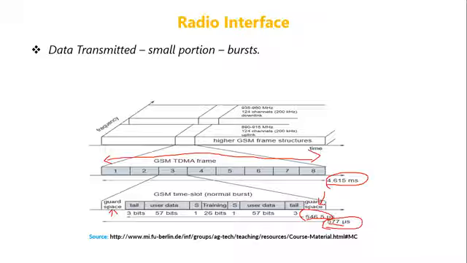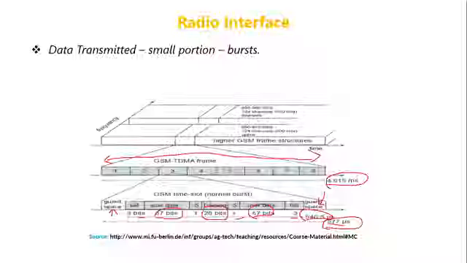The burst contains 148 bits in total. If you add up all these bits: 57 bits for user data, another 57 bits for user data, which is 114, and 26 bits for training. 114 plus 26 is 140, and adding the remaining 3 and 3 and 2 gets to 148. So it contains 148 bits in total.